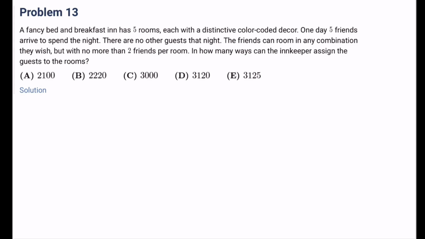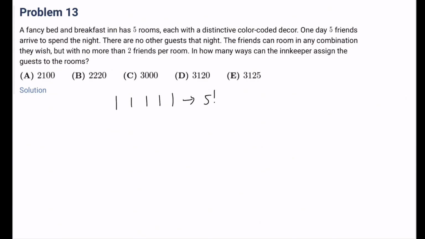The friends can room in any combination they wish, but with no more than 2 friends per room. In how many ways can the innkeeper assign the guests to the rooms? Okay, so the first way is if everybody sleeps in different rooms. So 1, 1, 1, 1, 1. So that's just going to be 5 factorial ways of putting each person in each room.